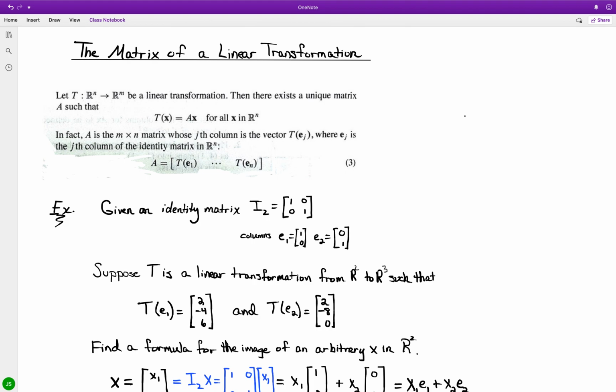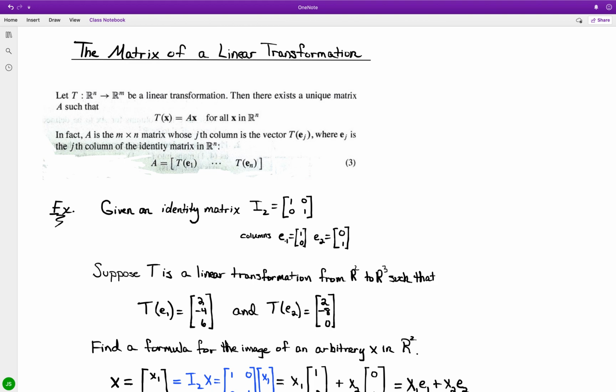And again, A is the m by n matrix whose jth column is the vector T of e_j, where e_j is the jth column of the identity matrix in Rn. Now, in looking for a unique matrix A, say, as an example, we have a two-dimensional identity matrix, I of 2, equal to [1, 0; 0, 1]. Utilizing the variable e, the identity matrix has two columns.